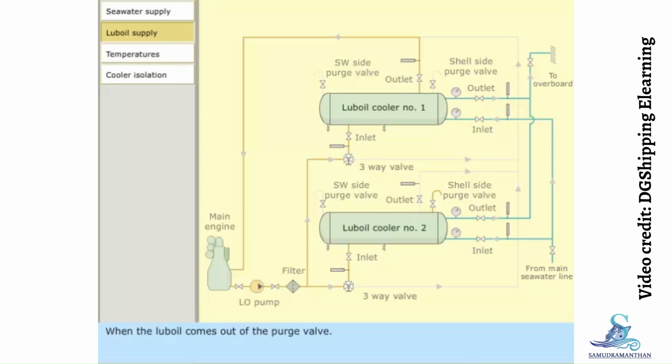When the lube oil comes out of the purge valve, open the lube oil outlet valve gradually to full open position. This will ensure no air is trapped in the shell side and lube oil flows into the system. Close the purge valve. Open the inlet valve fully.